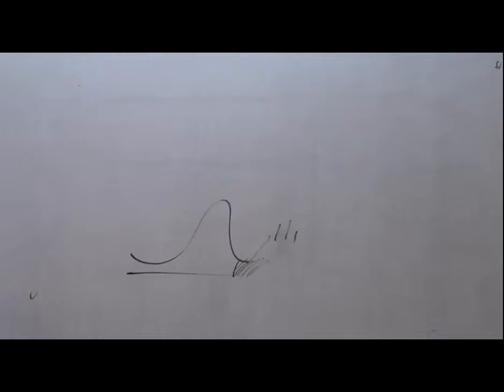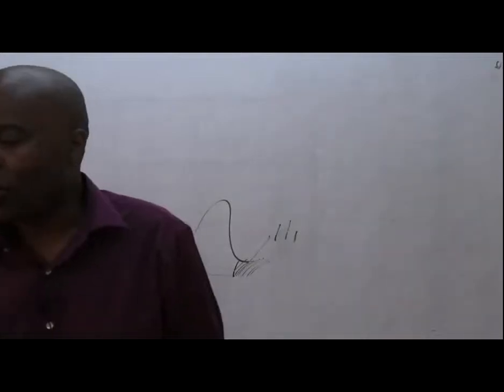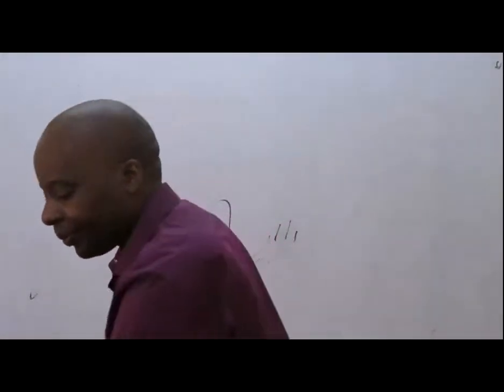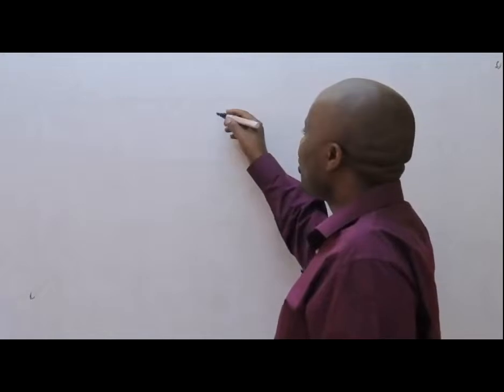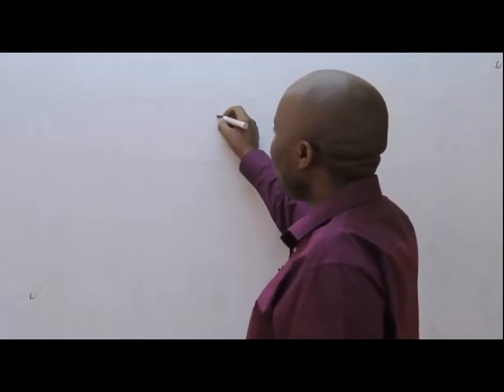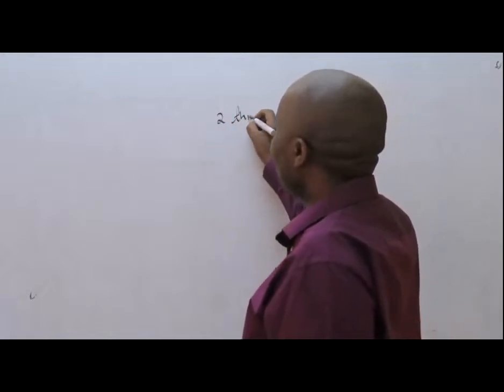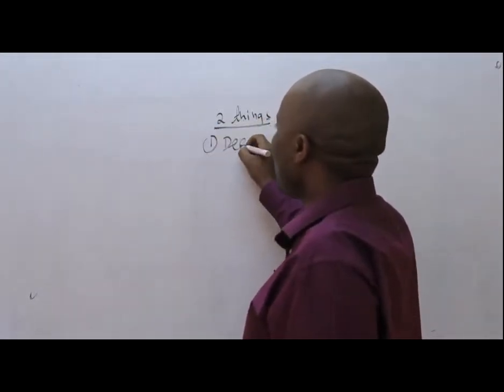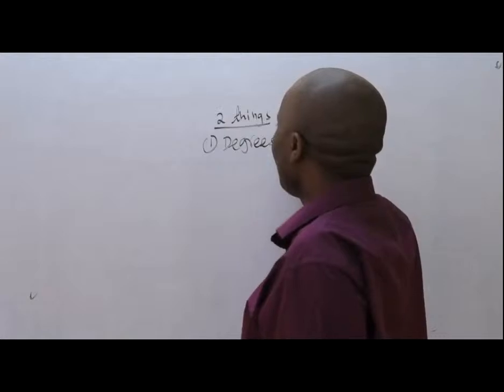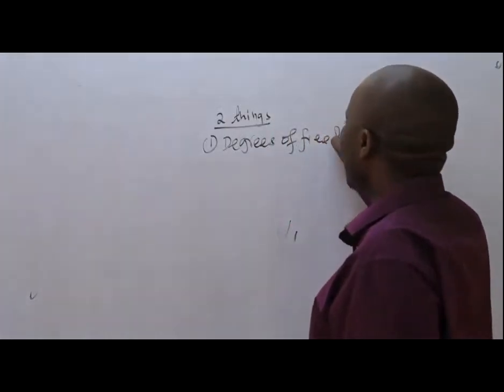Okay, so how do we get T critical? Thank you for asking that question. T critical is the same as T tables value. So for T tables value, you need two things. Number one, you'll need the degrees of freedom.